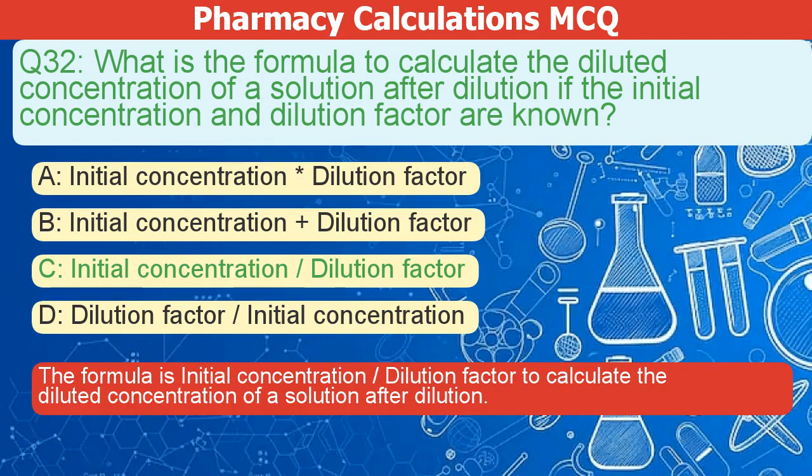The correct answer is C. The formula is initial concentration divided by dilution factor to calculate the diluted concentration of a solution after dilution.